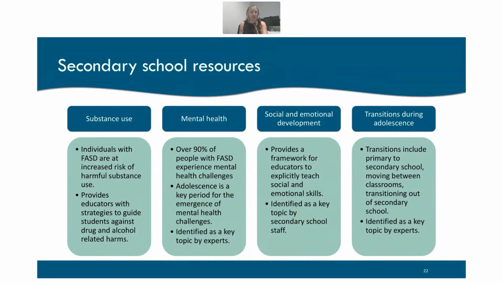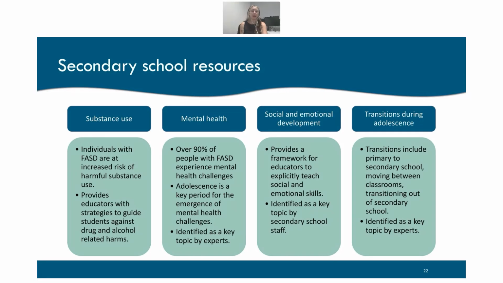So the first 4 resources I want to highlight are fact sheets for secondary school teaching and support staff. These are relatively brief, no more than a couple of pages, and they cover topics that are really important for adolescents with FASD. Each fact sheet provides an introductory section that explains the topic and why it's important, and also includes practical strategies that teaching and support staff can implement at school. For example, our substance use fact sheet explores substance use in adolescents in general, and then why individuals with FASD are at an increased risk of harmful substance use. And then it provides educators with strategies to guide students against drug and alcohol-related harms. These strategies have been written to be FASD informed.